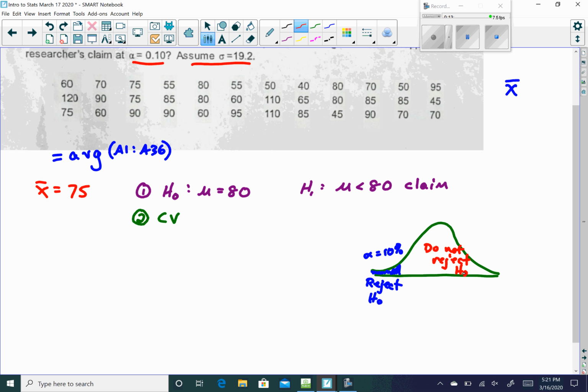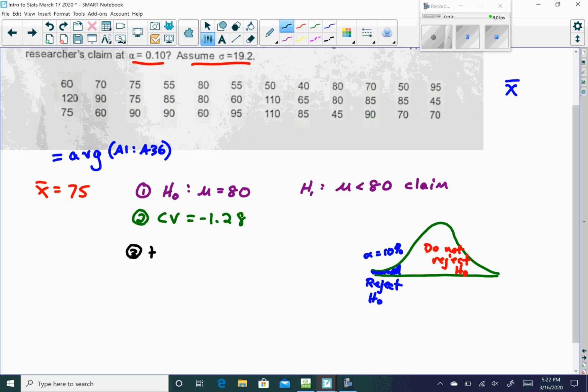All right, so go ahead and type in the 0.10 as the area to the left. Again, you can pause the video while you do that. We should expect a negative number since we're below the middle of the curve there. So we should be getting a negative 1.28 as our critical value.